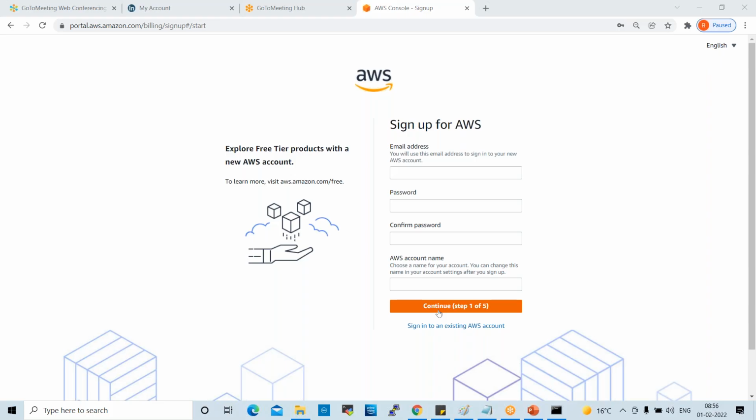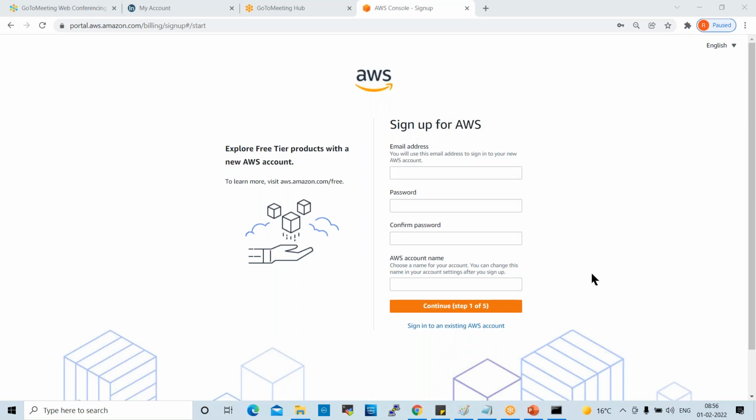What is the meaning of console? Basically, console means the interface between you and the cloud. AWS, Azure, and Google Cloud are the popular clouds. So what else do we have? We have 25 more clouds available.